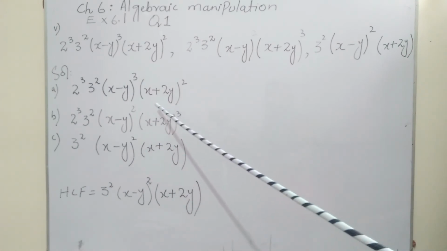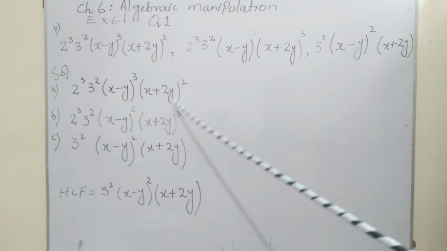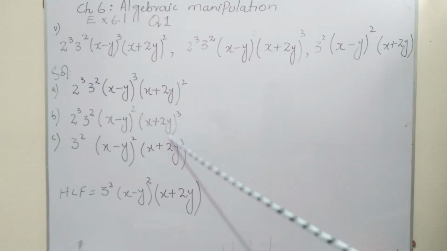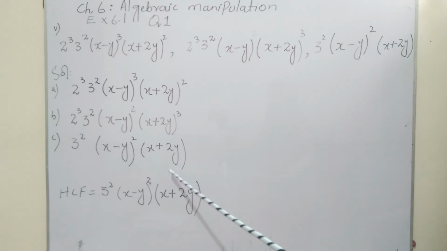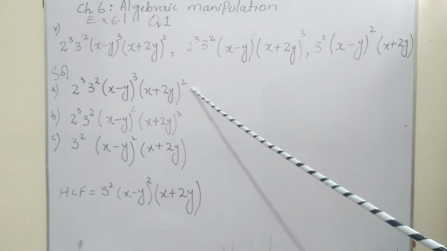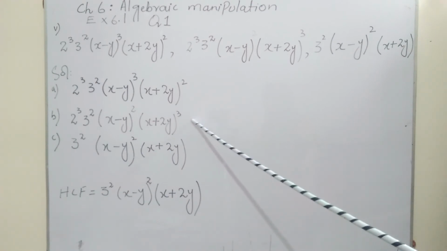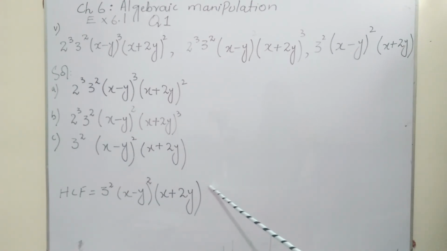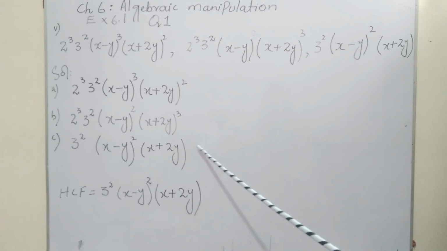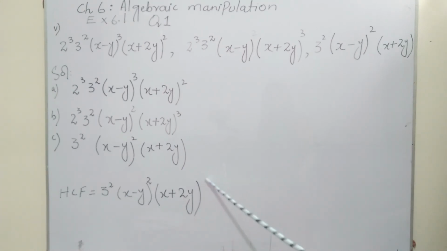Now moving towards the next factor, which is x plus 2y. So x plus 2y is present in all the three expressions. Now we look for the exponent, or the power, of x plus 2y. In the first case the power is 2, in the second case the power is 3, and in the third case the power is 1. And in case of HCF, we will take the least power, the smallest exponent. So the smallest one is (x plus 2y) to the power 1, so we will take it in the HCF as x plus 2y raised to the power 1.